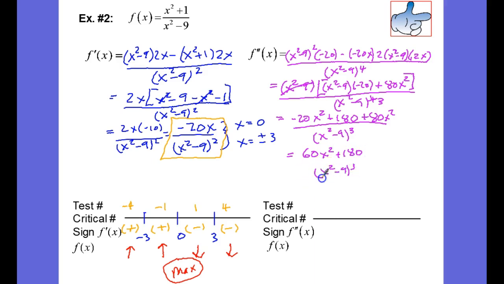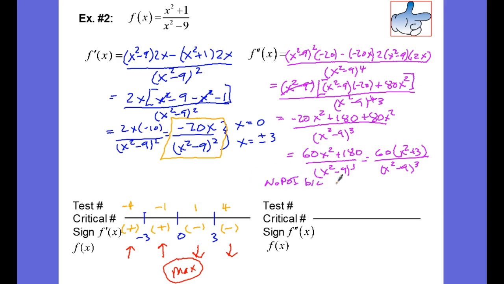And I think to find critical values, it might help to simplify. Let's pull a 60 out. We have 60 times (x squared plus 3) over (x squared minus 9) cubed. And if you take the numerator and set it equal to 0, there's no real number x that will allow that to be equal to 0. So this only has imaginary roots. And so what that means for us is that there's going to be no point of inflection.